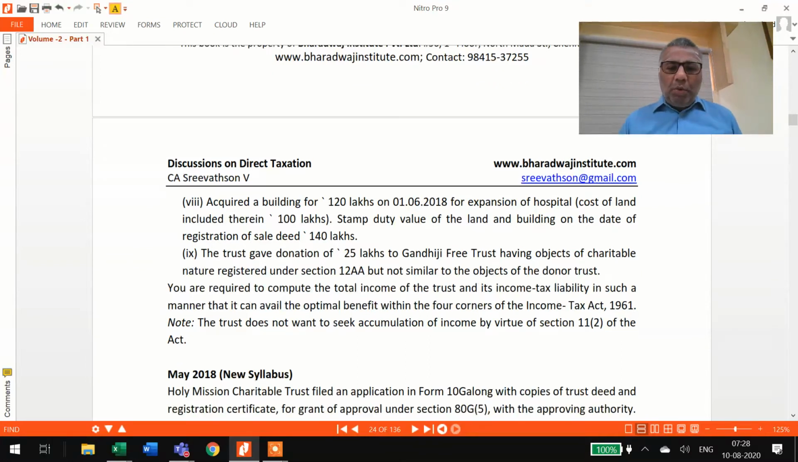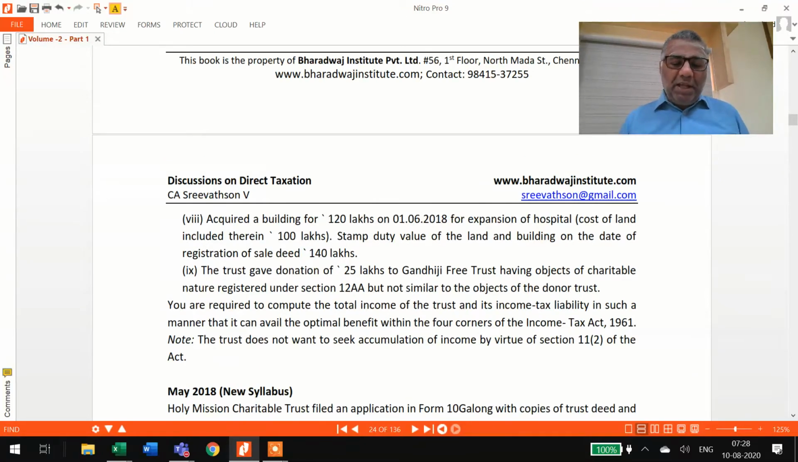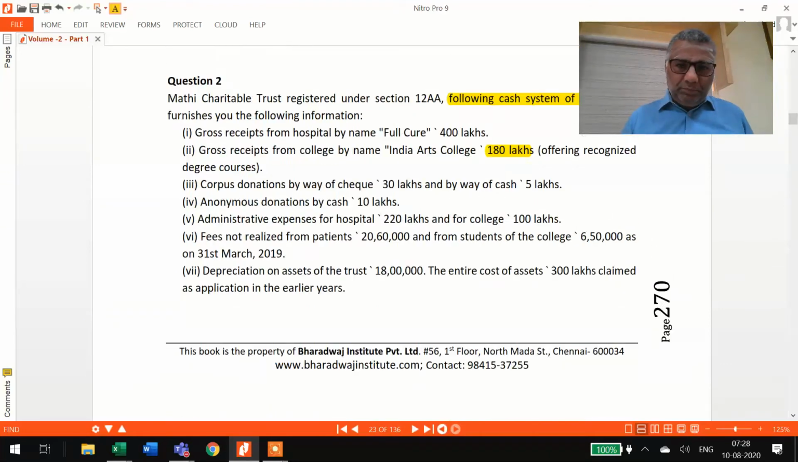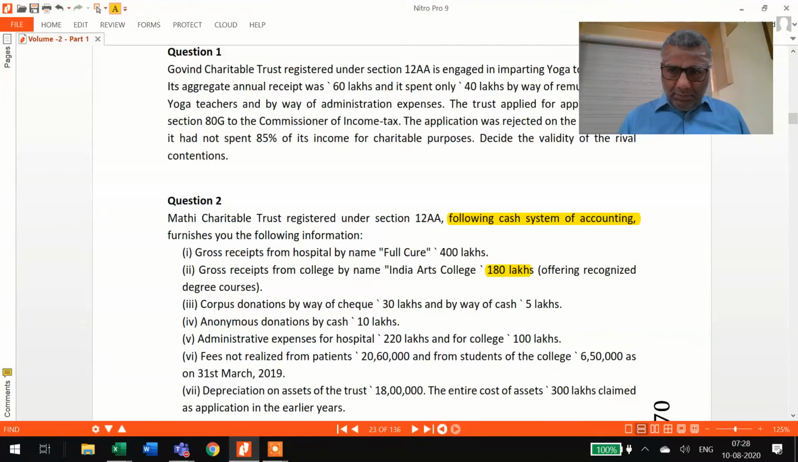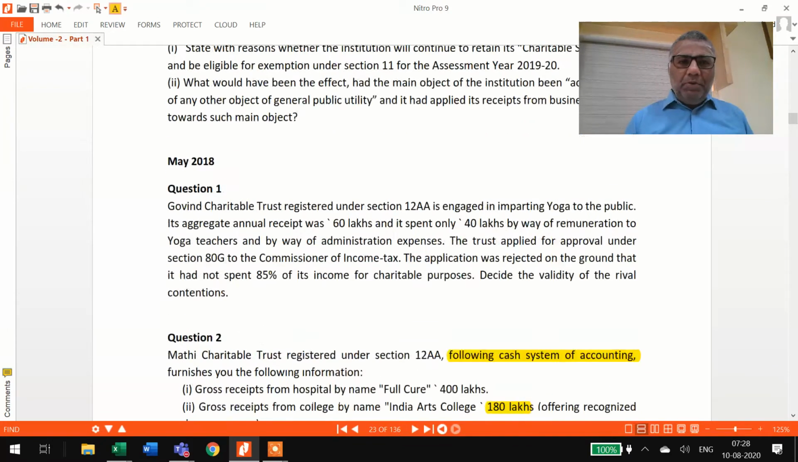You are required to compute the total income of the trust and its income tax liability in such a manner that it can avail optimum benefit. No, the trust does not want to seek accumulation of income under section 11(2). First compute income, my dear friends.